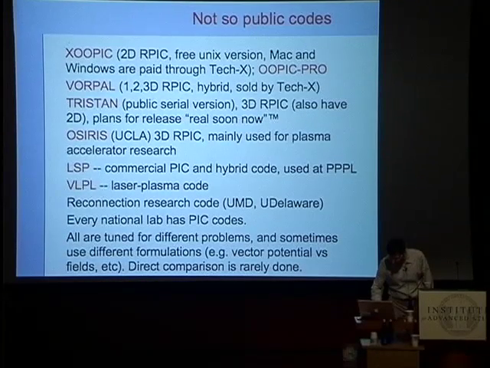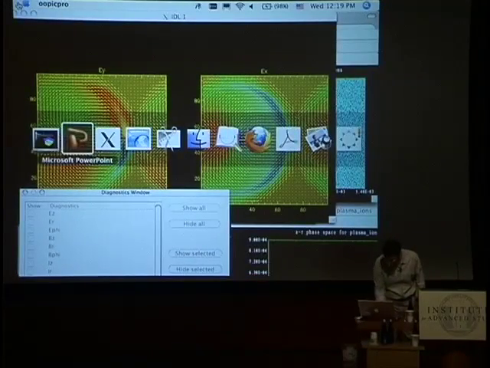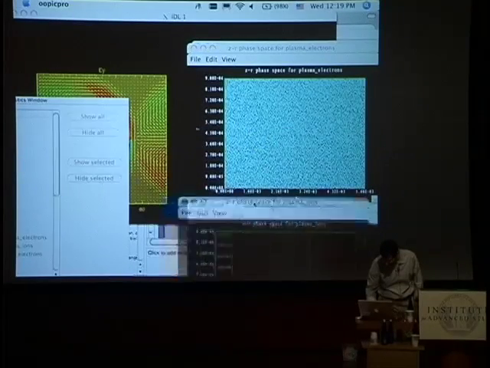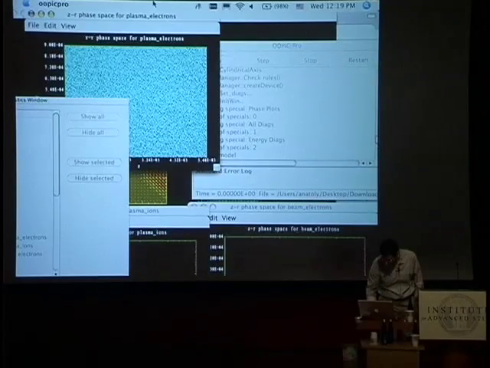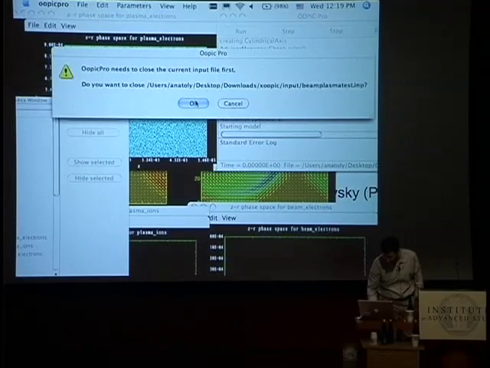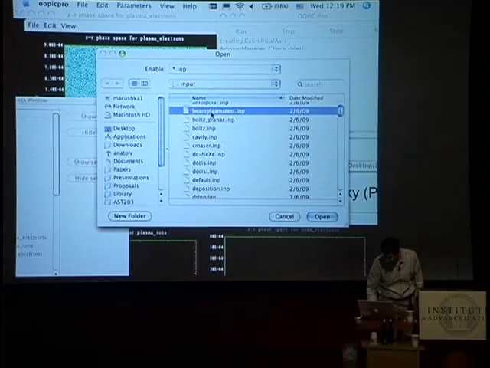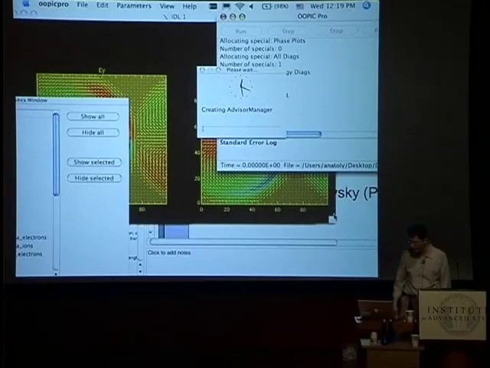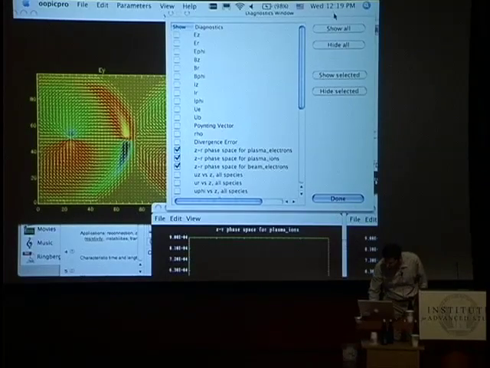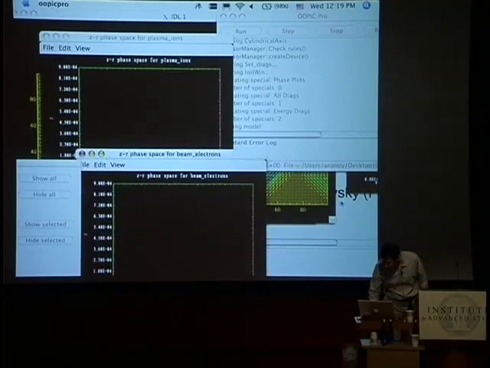Okay, so to finish off, let me just show you an example of a plasma simulation using this UPIC Pro code. So let me just show how this works. We start out by loading an example input file, and it goes ahead and creates a lot of windows. Most of these windows are useful.